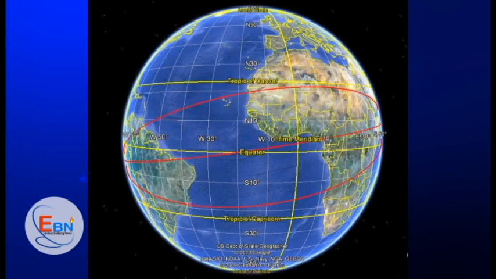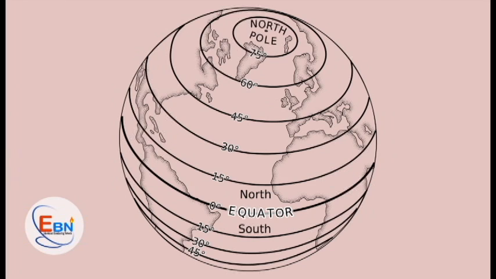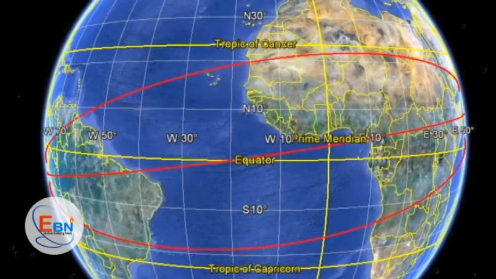Lines of latitude and longitude are drawn on maps and globes to help us to locate places. These lines form a grid, which is used to determine the exact location of a place. Lines of latitude are horizontal lines on the map. These lines are numbered in degrees. The degree is found on the line or at the end of the line.